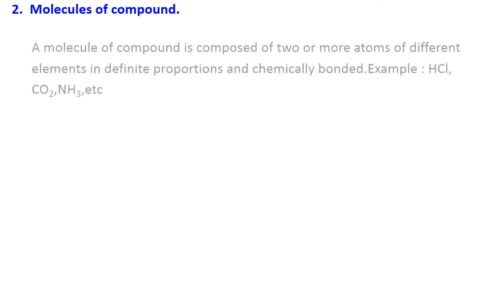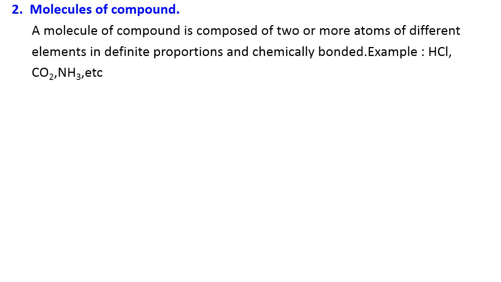The second group is molecules of compound. A molecule of compound is composed of two or more atoms of different elements in definite proportion and chemically bonded. Examples of molecules of compound are hydrogen chloride, carbon dioxide, ammonia, and etc.